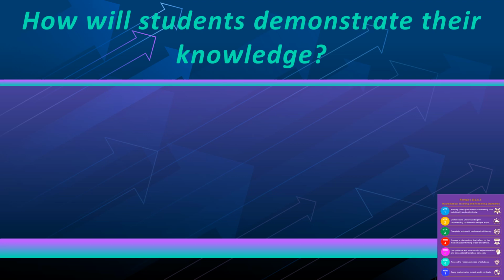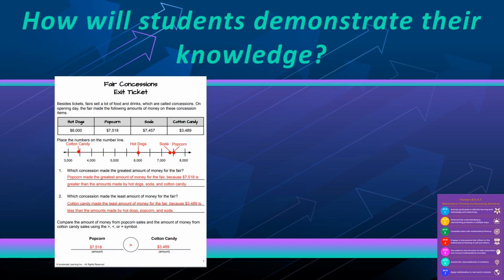Students can demonstrate their thinking and knowledge in a variety of different ways. Here we have an exit ticket where students have 4 different numbers up to 10,000 and a number line that's scaled by thousands. Students are plotting numbers on the number line to show the amount of money that was raised by selling concessions. Then they use this number line to support and answer the comparison question. Students will notice by looking at the number line that the number 7,518 is more to the right on the number line, showing a greater value, whereas the number 3,489 is more on the left and closer to the beginning of the number line, showing the lesser value.